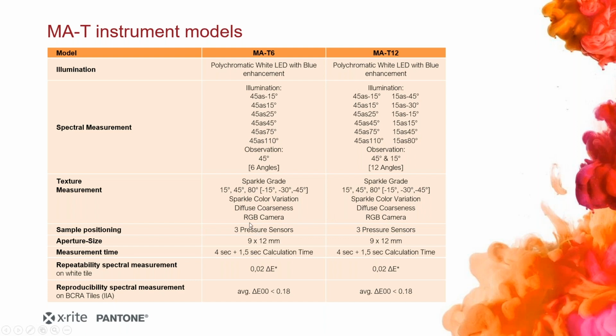This instrument features an RGB HDR camera to capture the images and to do the sparkle and coarseness measurements. We got 3 pressure sensors, and the aperture size is about 9 by 12 millimeters. Measurement time is around 4 seconds for the pure measurement and around 1.5 seconds for the calculation. And you see we have a very, very high repeatability on the Y tile of a delta E of 0.02, and also great reproducibility on BCRA tiles, which is an average delta E 2000 of 0.018.